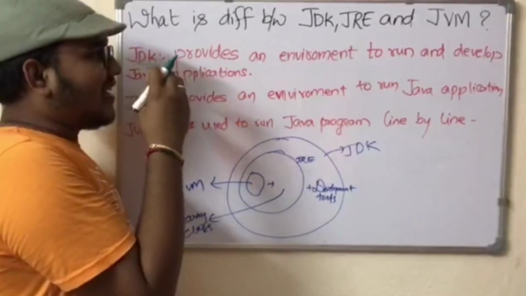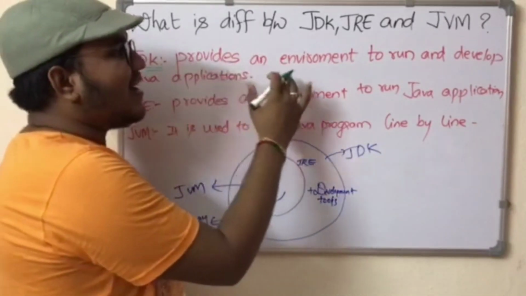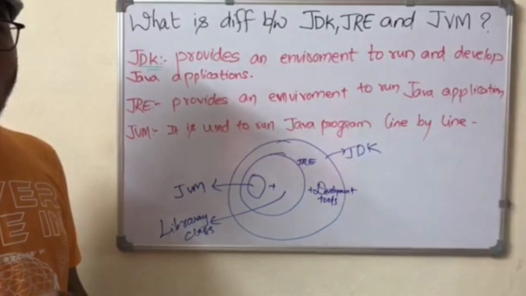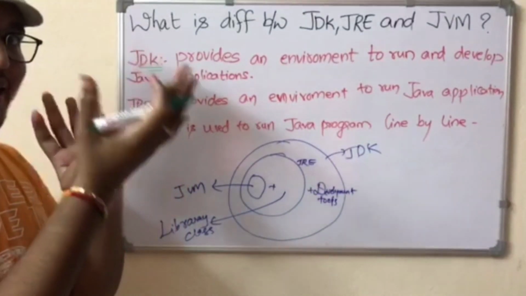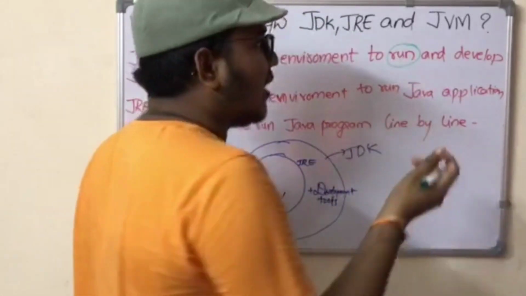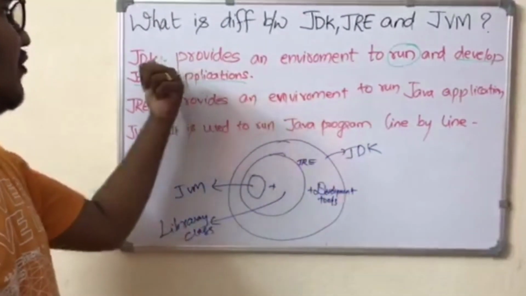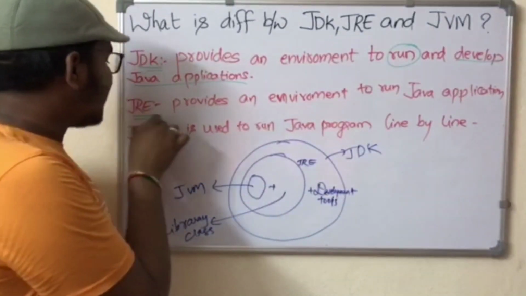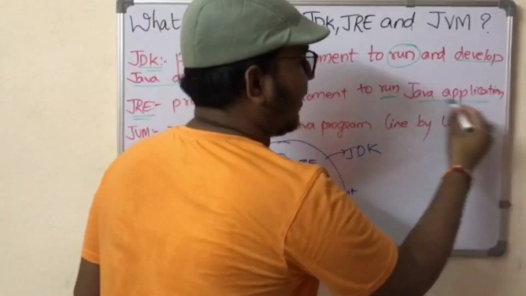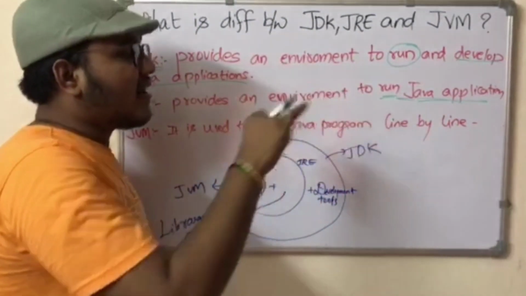JDK stands for Java Development Kit and it is used to provide the environment to run and develop Java applications. So JDK lets you run Java applications, and it also lets you develop them. This is the main advantage of JDK. And the advantage of JRE is that it provides an environment to run the Java application. It is not used to develop an application, however it is used to run an application.